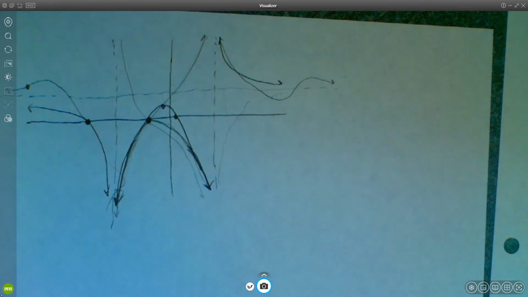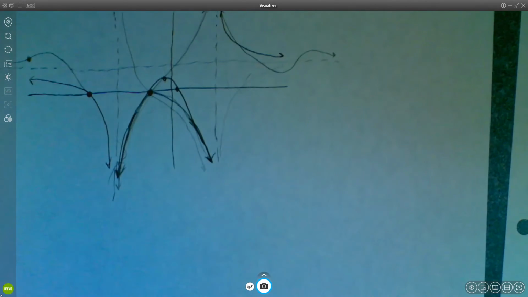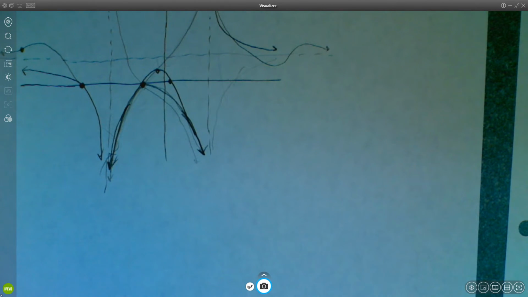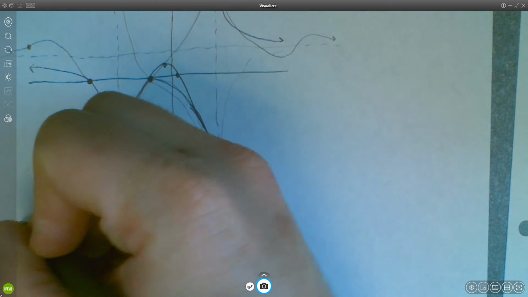And that'll really give us all the information that we need in order to be able to graph these rational functions. Okay, so without further ado, let's actually look at some concrete examples. So let's graph some stuff.